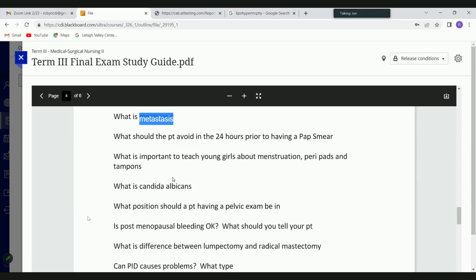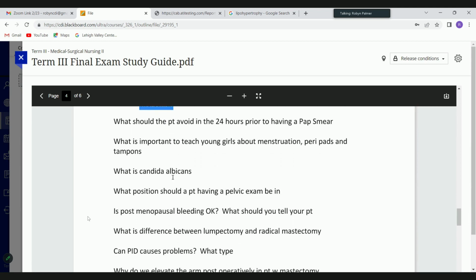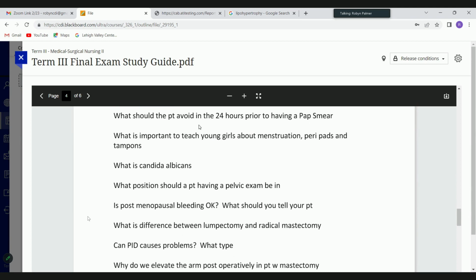What does metastasis mean? The cancer has spread to other parts of the body. What would the patient avoid 24 hours prior to a pap smear? Douching, vaginal cream, sexual intercourse. Yep. Right.